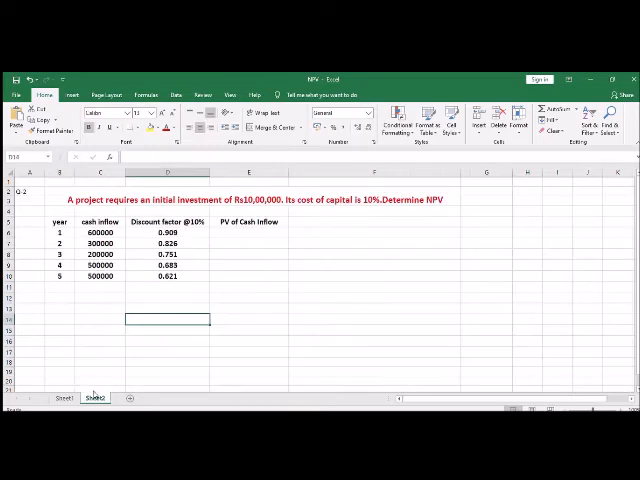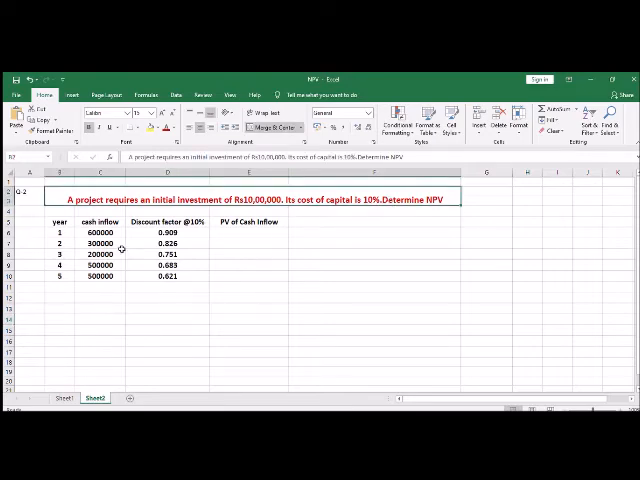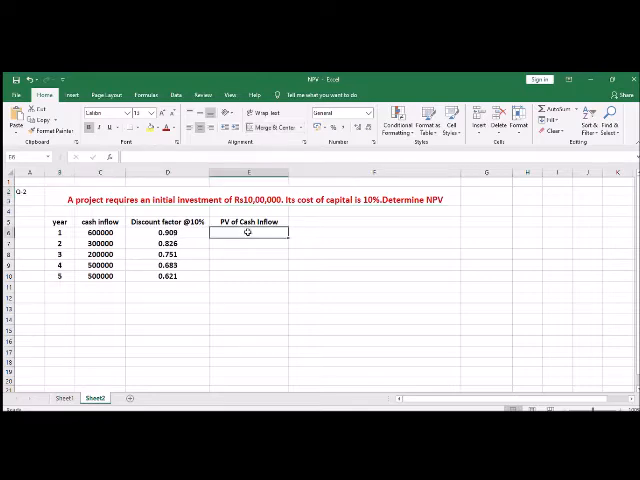Now we'll see one more sum on this. A project requires an initial investment of 10 lakh rupees. Its cost of capital is 10%. Determine the NPV. It is the same. Here the subsequent cash inflows and discount factor are given. We know how we calculated it, and the PV of cash inflow we need to calculate is equal to cash inflows into the discount factor. And Excel does it for us. We just have to drag down this arrow till the 5th year.